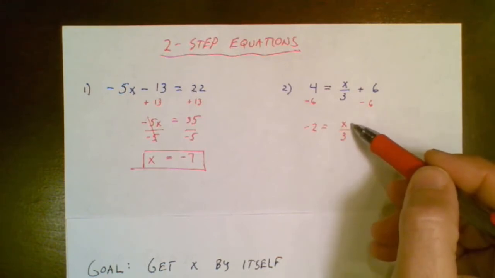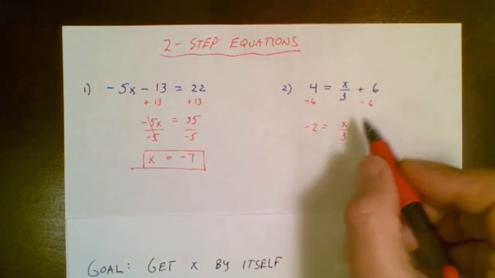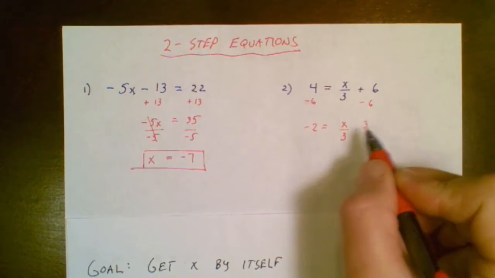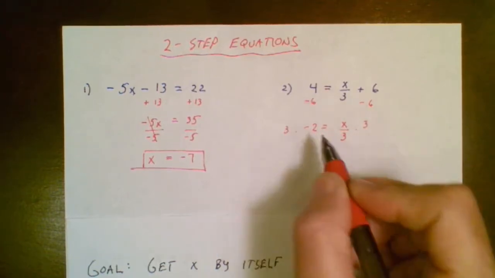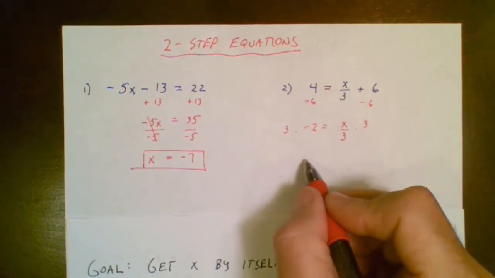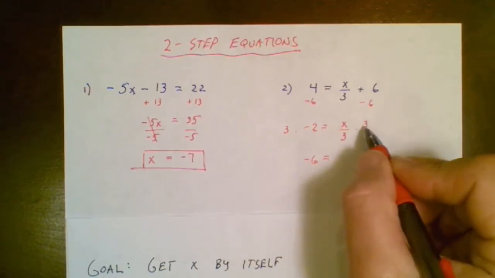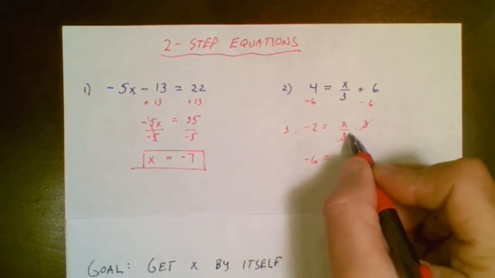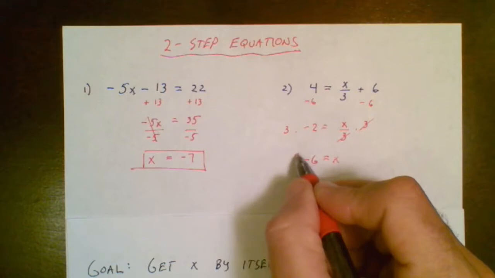My goal is to get x by itself. I need to get rid of the divide by 3, which means I need to multiply by 3. 3 times negative 2 is negative 6. A 3 in the numerator and a 3 in the denominator reduce, and I have my answer.